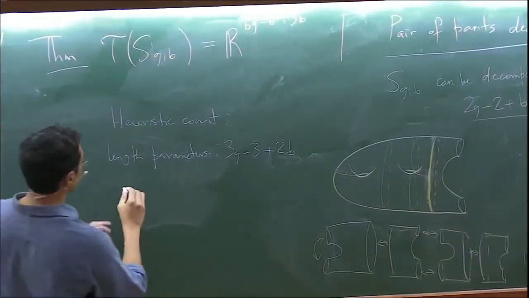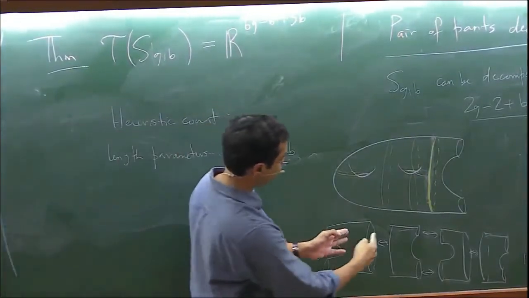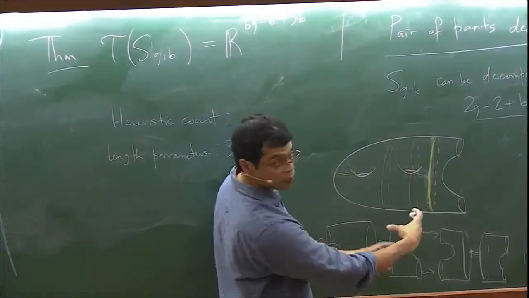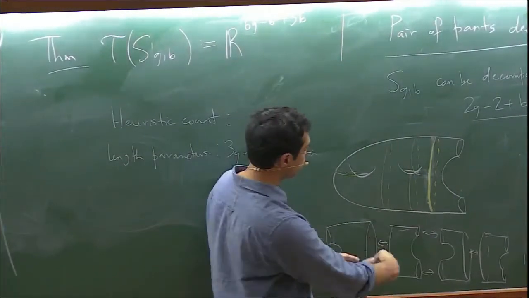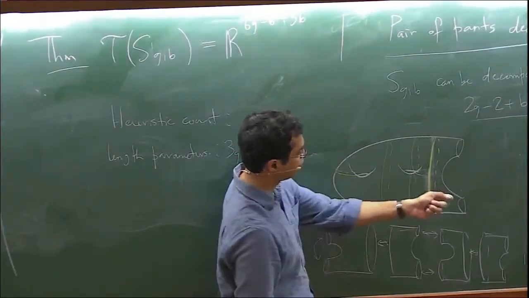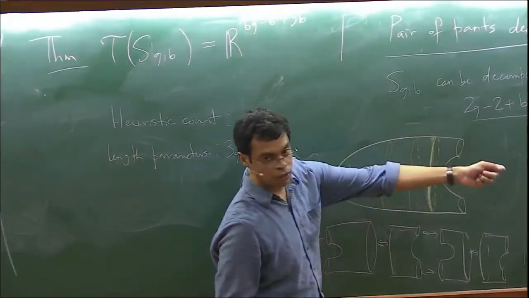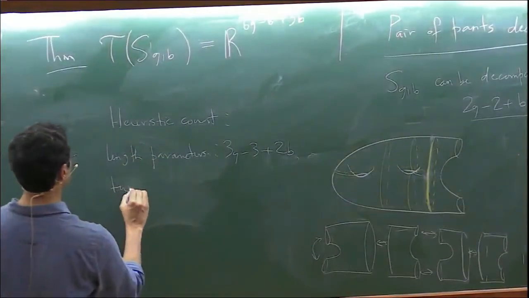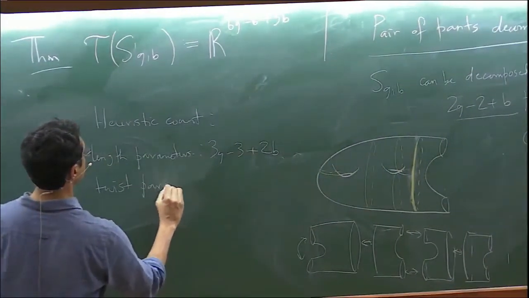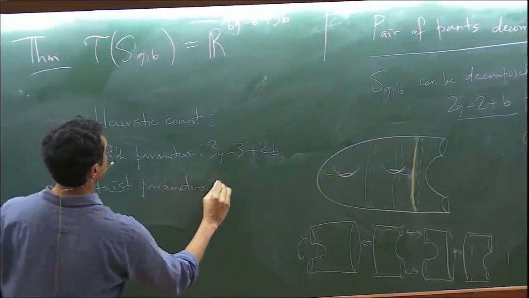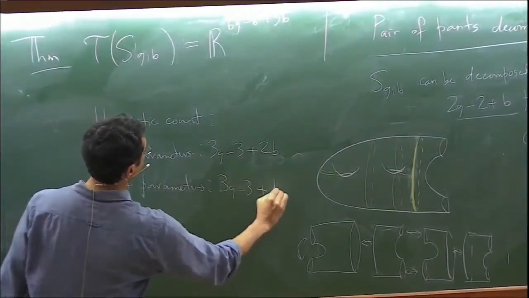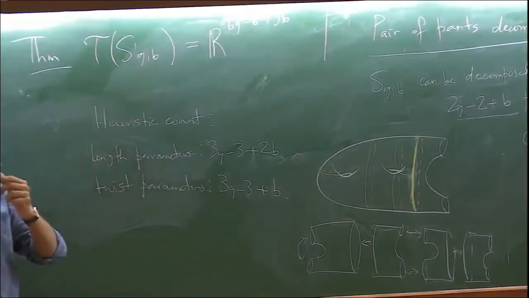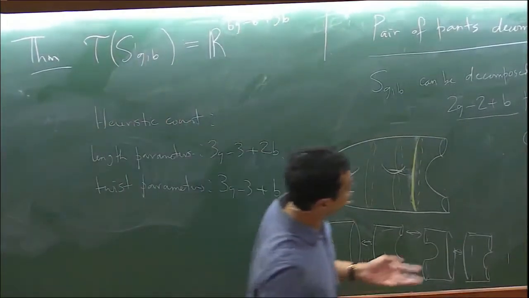Once you have a pants decomposition, to recover a hyperbolic surface you need to glue the pieces together, and that is an additional twist parameter for each of these pants curves, not the boundary components. The boundary components don't feature in this. So there are these twist parameters, which are 3g minus 3 plus b of them. And indeed, if you add these up, you get this number. That is what we are going to aim for.